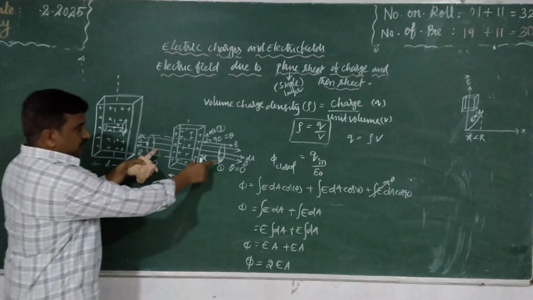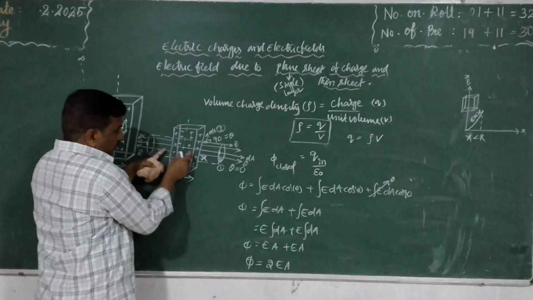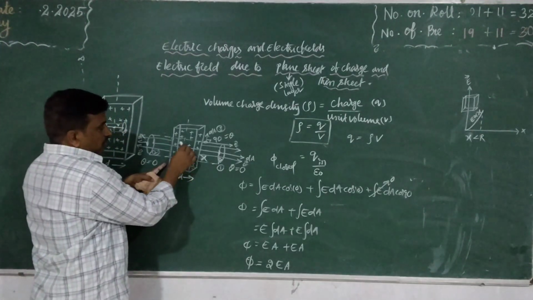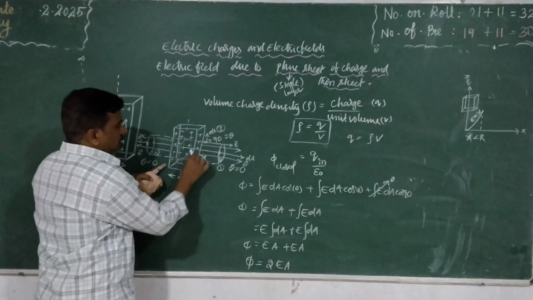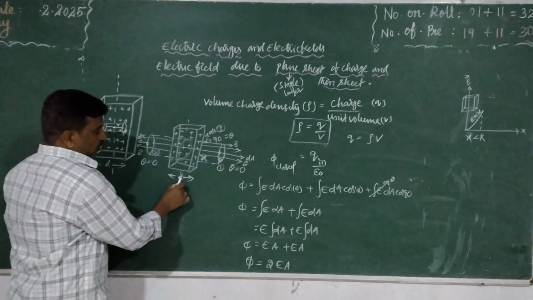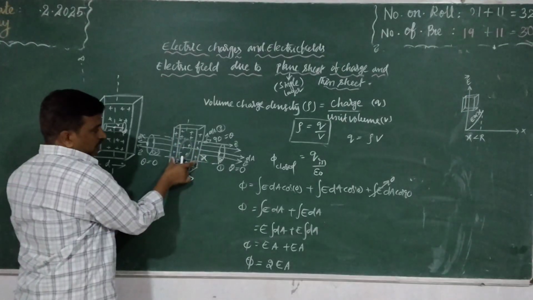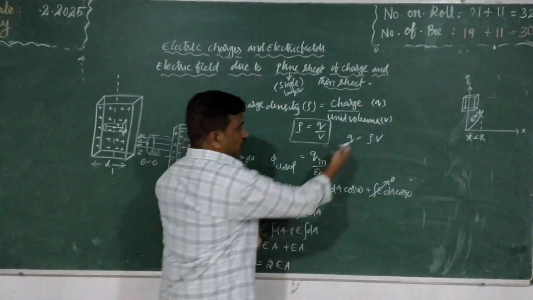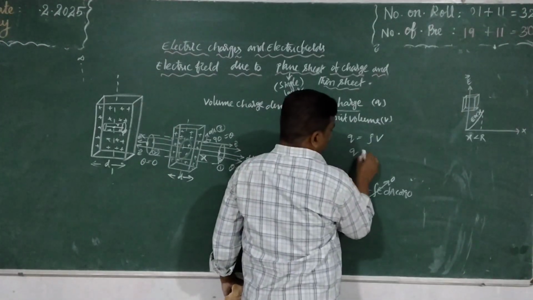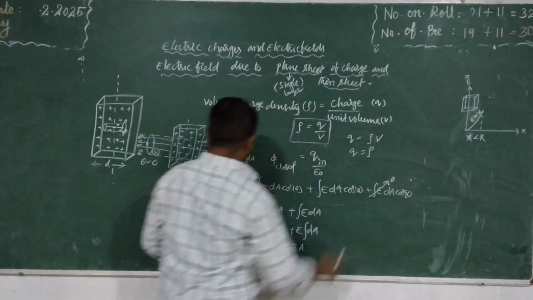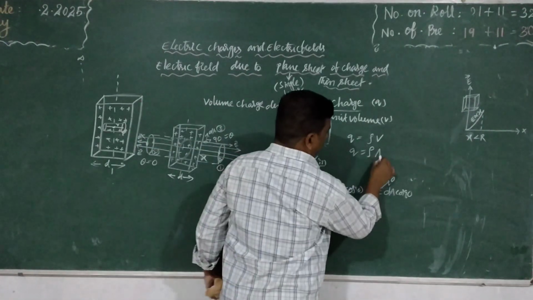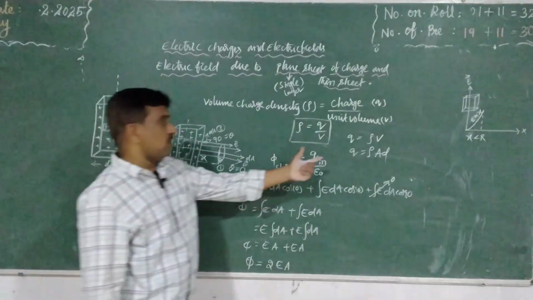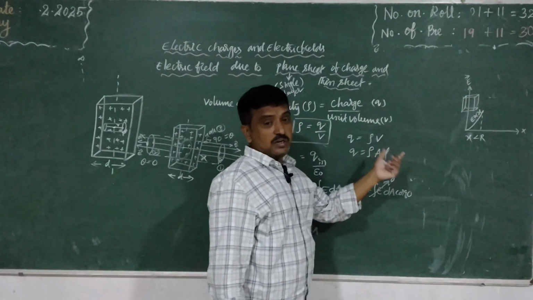Here there is x distance with no charge. Only this part has charge, and this is fixed, so it is d distance. For the volume, the area is A and the height, which is the thickness, is d. Area into height gives the volume, so volume is A into d. What is the charge inside this Gaussian surface? Q equals rho A d.